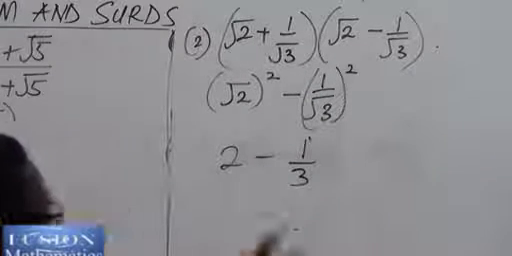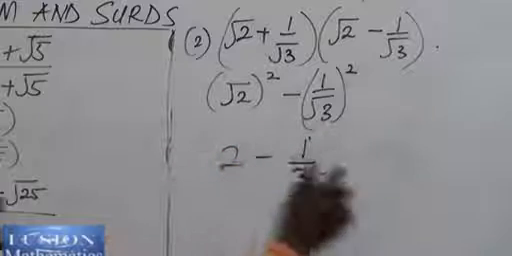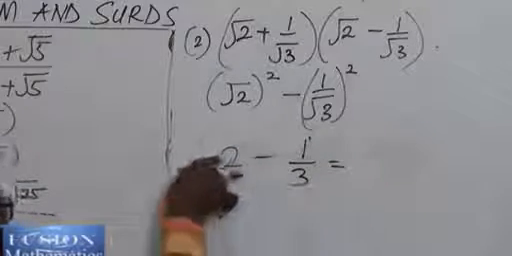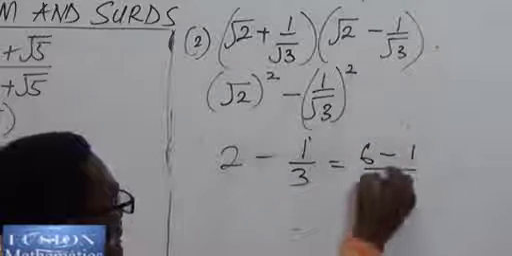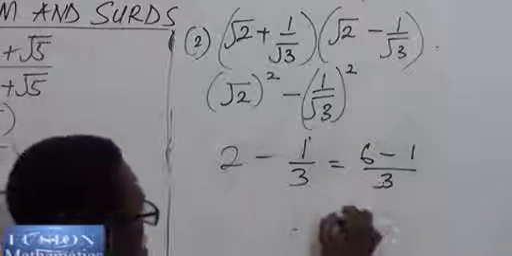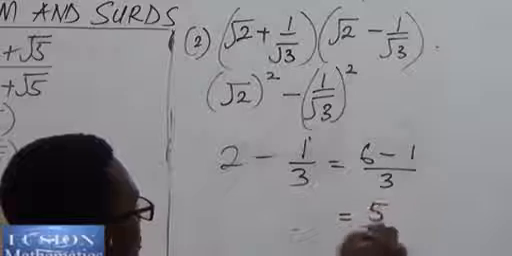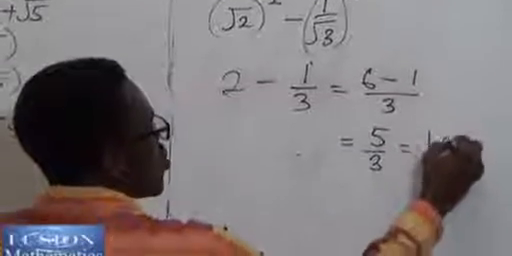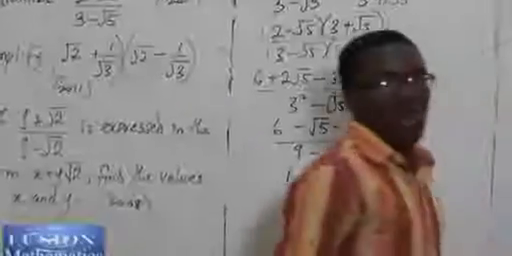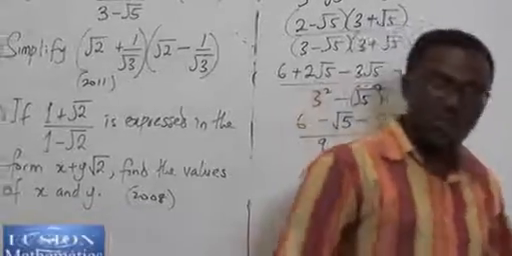Then to solve this, we take the denominator, multiply by this minus this. So we have 3 times 2 as 6 minus 1 all over 3. We subtract the numerator, we have 5 all over 3, which is the same thing as 1 whole number 2 all over 3. That's how we answer question 2. Let's go to question 3.